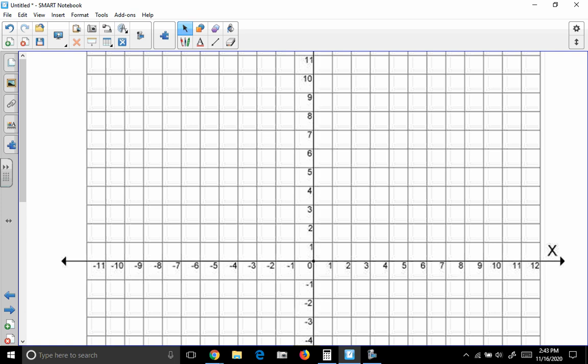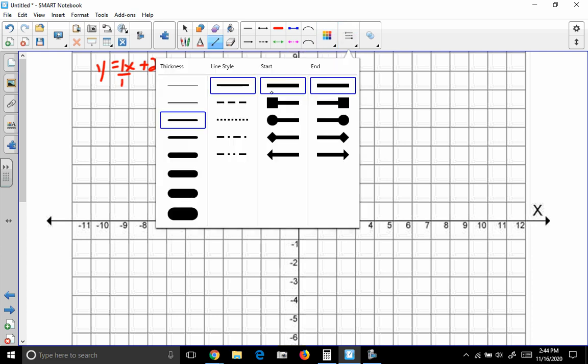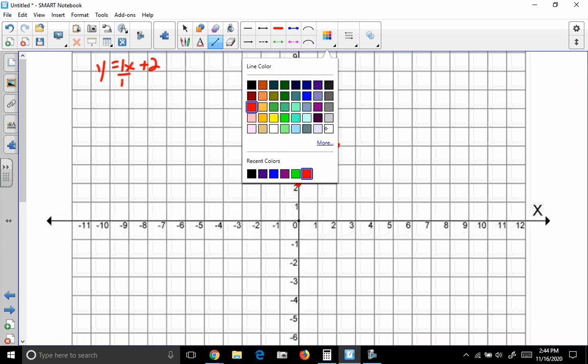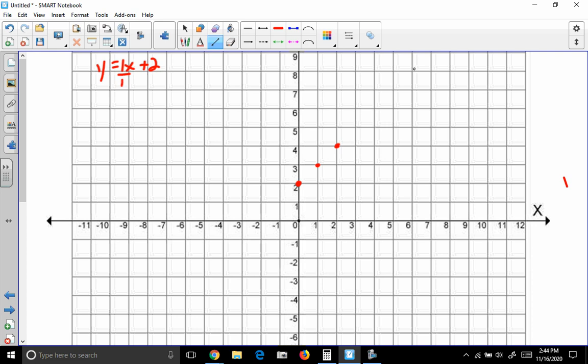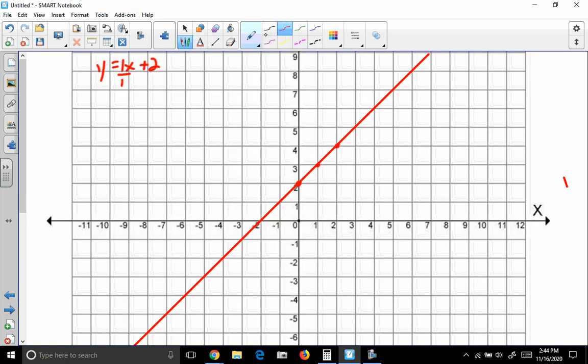So if we do y equals x plus 2, we have a y-intercept of 2 and a slope of 1. Or as a fraction, that's 1 over 1. So rise 1, run 1. Rise 1, run 1. So if we draw that line, let's connect those dots, and our line is here. So that's the first equation. The second equation is y equals 2x minus 3.